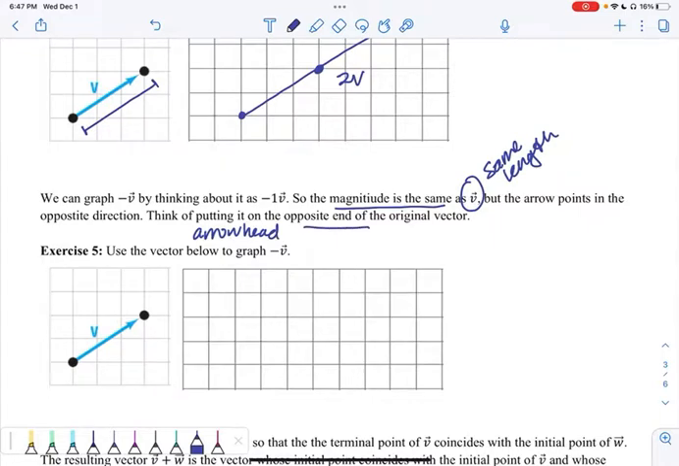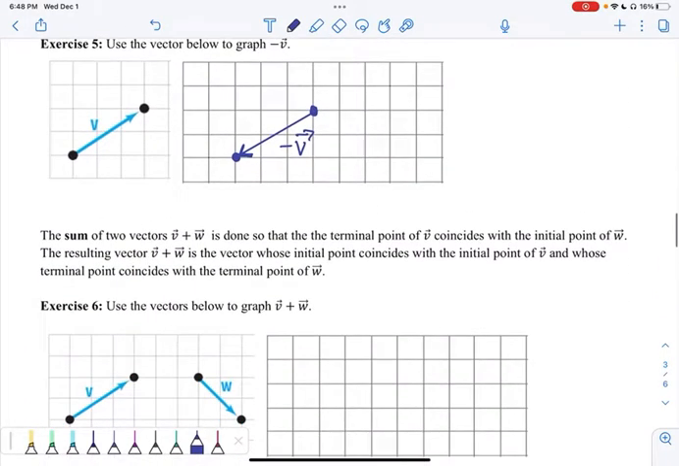So if this is v, I'm going to draw those same points. Think of it like slope, up 2 over 3. Okay, so these are those points. And it's going to have the same kind of line segment here, but the arrow instead is going to be on this end, pointing in the opposite direction. And we can call this negative v.